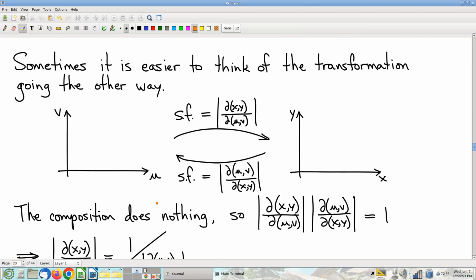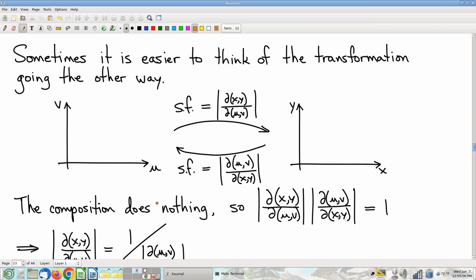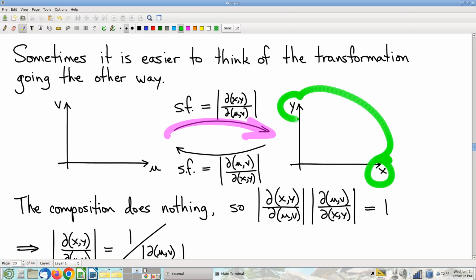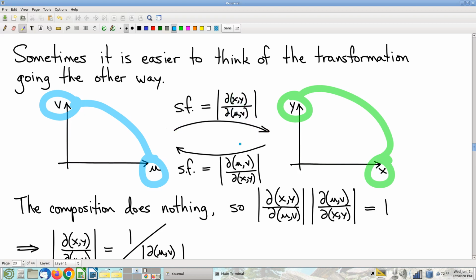Sometimes the transformation will come to you backwards. So how do we deal with transformations that are backwards? First of all, let me remind you, if you have what we'll call the forwards transformation, the stretching factor says you look at the output variables, the partials with respect to the input variables. Partial of the outputs with respect to the inputs. That's the rule.